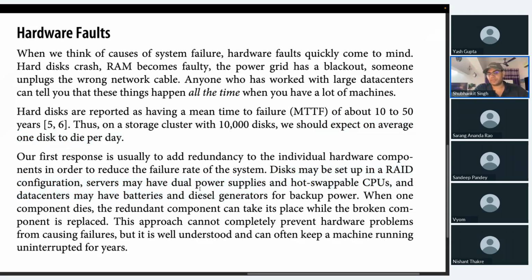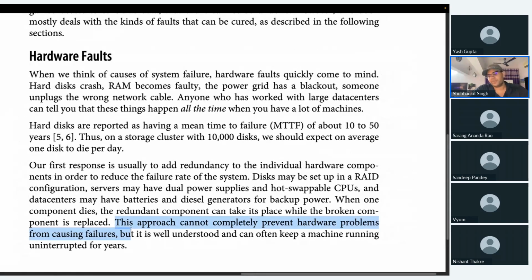Servers may have dual power supplies. If power goes, you need one inverter, one generator, some other power source, one solar, right? And hot swappable CPUs, where the cores are engaged. So basically, there are a lot of separate backups which you can keep to avoid hardware faults. That is what I'm talking about. And when one component dies, the redundant component can take its place while the broken component is replaced. Again, this cannot completely prevent hardware problems, and that is well understood, right?